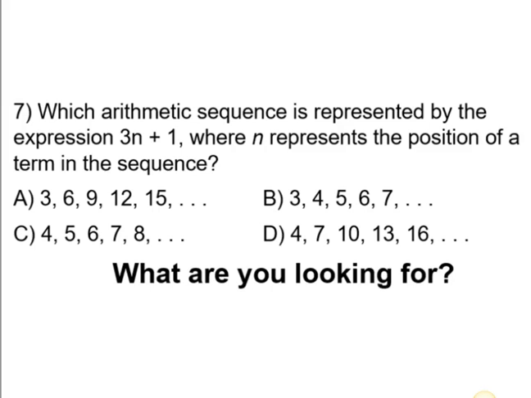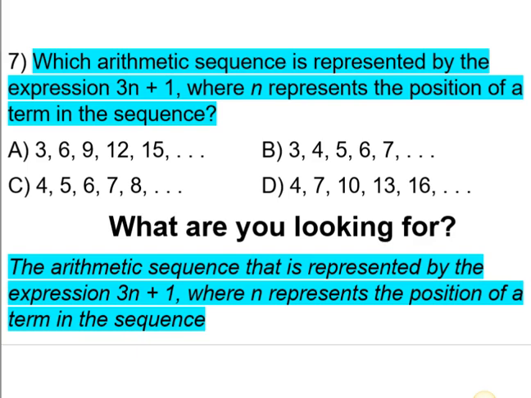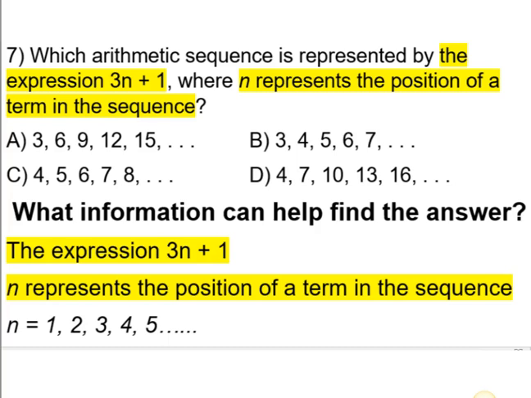What are we looking for? We are looking for the arithmetic sequence that is represented by the expression 3n plus 1, where n represents the position of a term in the sequence. So what information do we need in order to solve this problem? Well, number one, we need to have our expression, which is 3n plus 1, and also that n represents the position of a term in the sequence. So n is equal to 1, 2, 3, 4, 5, and so on.